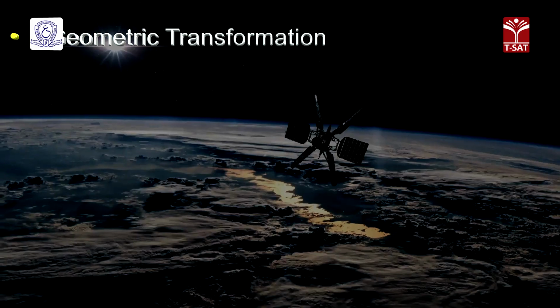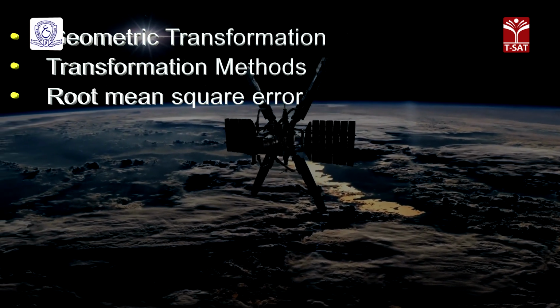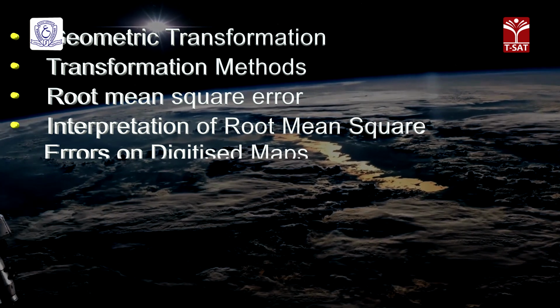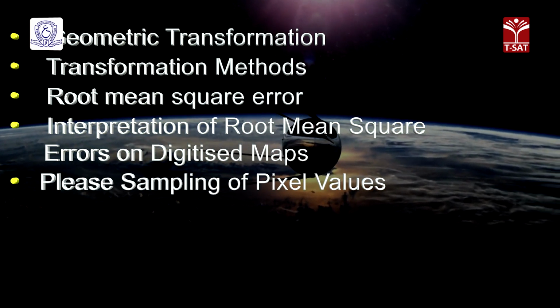Objectives. In this chapter, we will discuss the geometric transformation, transformation methods, root mean square error, interpretation of root mean square error on digitized map, and sampling of pixel values.